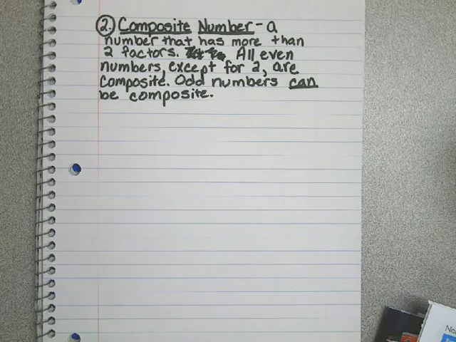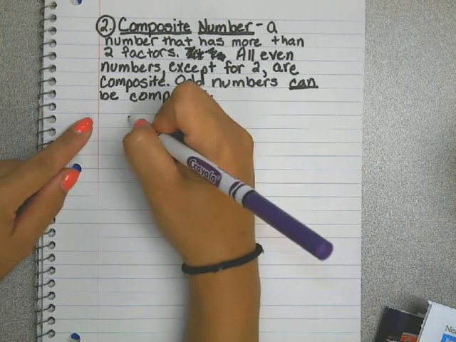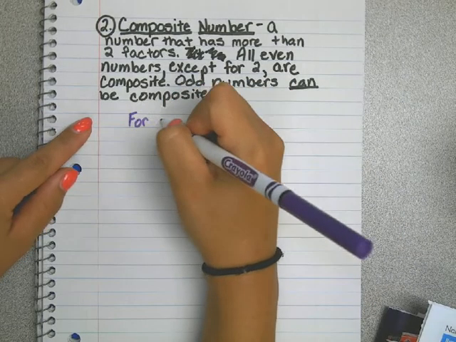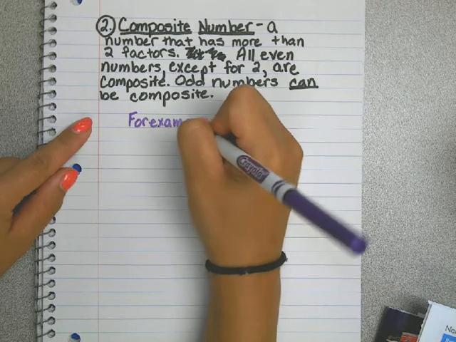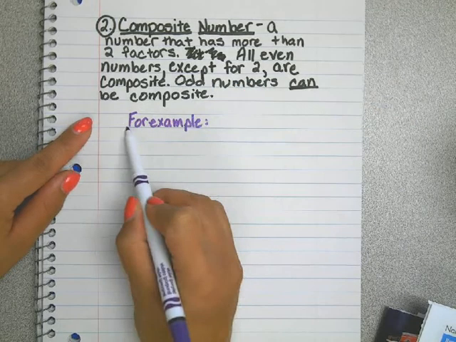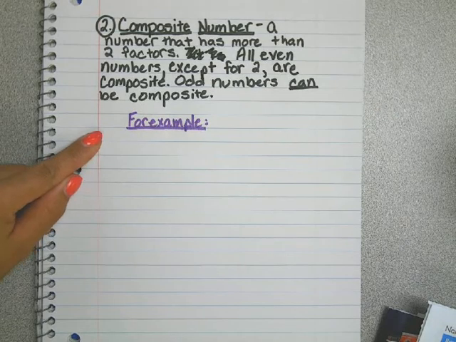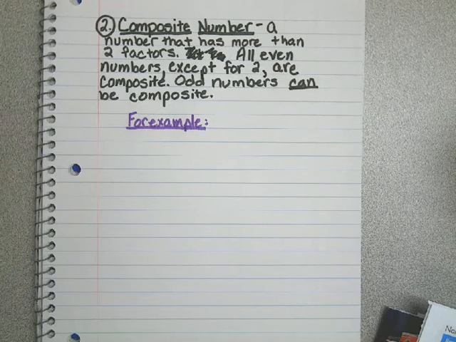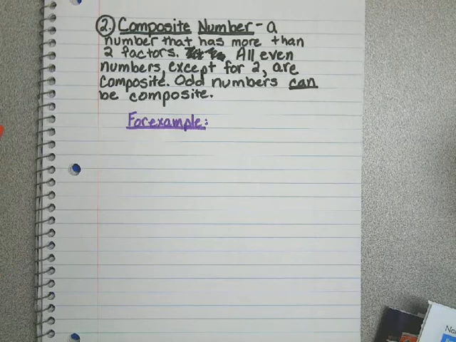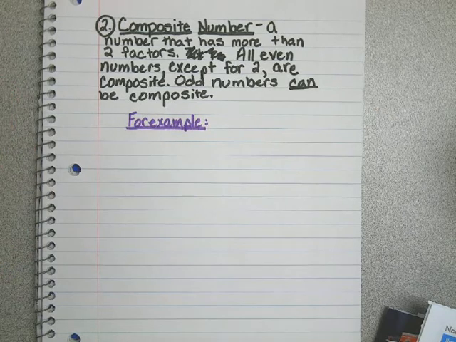Right up there for you. Odd numbers can be composite. Alright, so for example, it's okay. It's still up here for you.